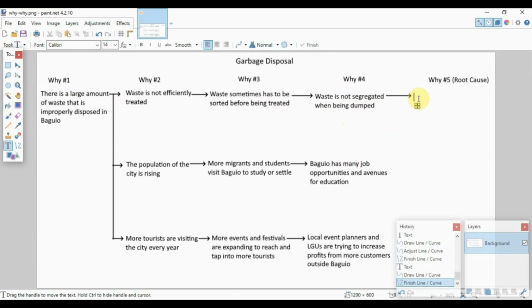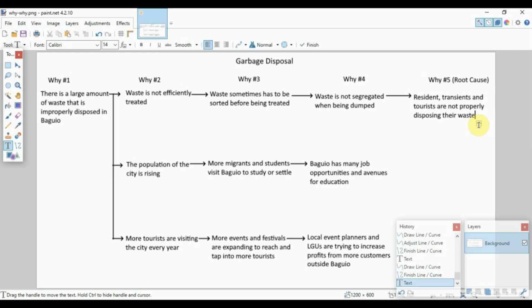Well, it could be that residents, transients, and tourists are not properly disposing their waste. So that could be more or less the main issue. Residents, transients, tourists are not segregating their waste. They are not sorting their waste.